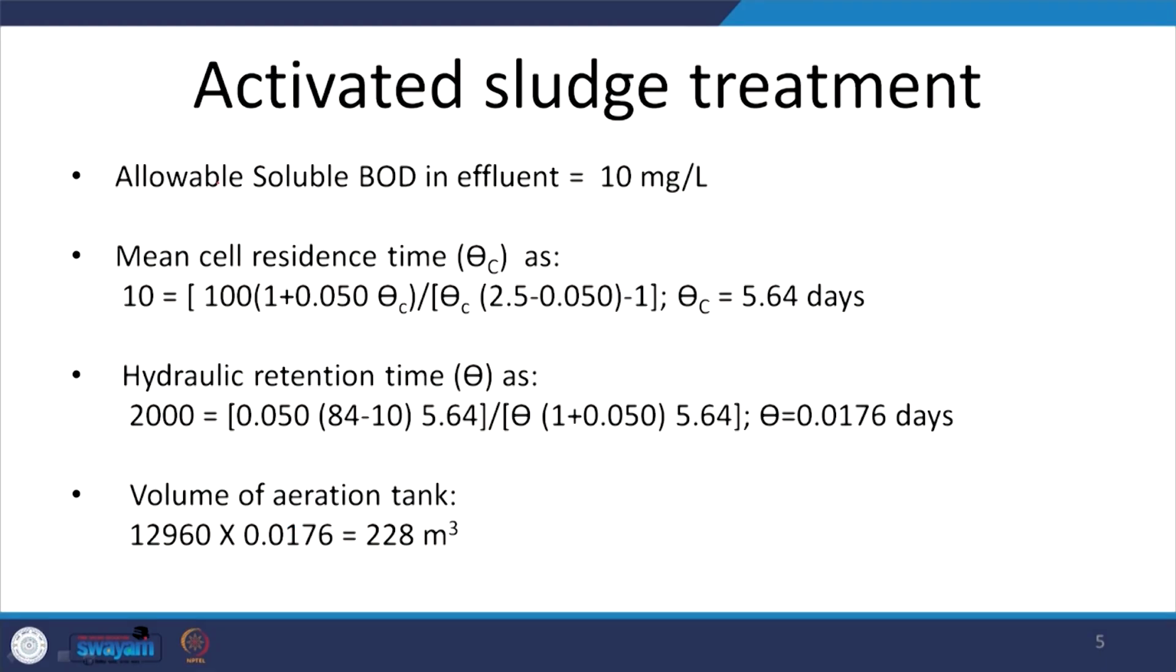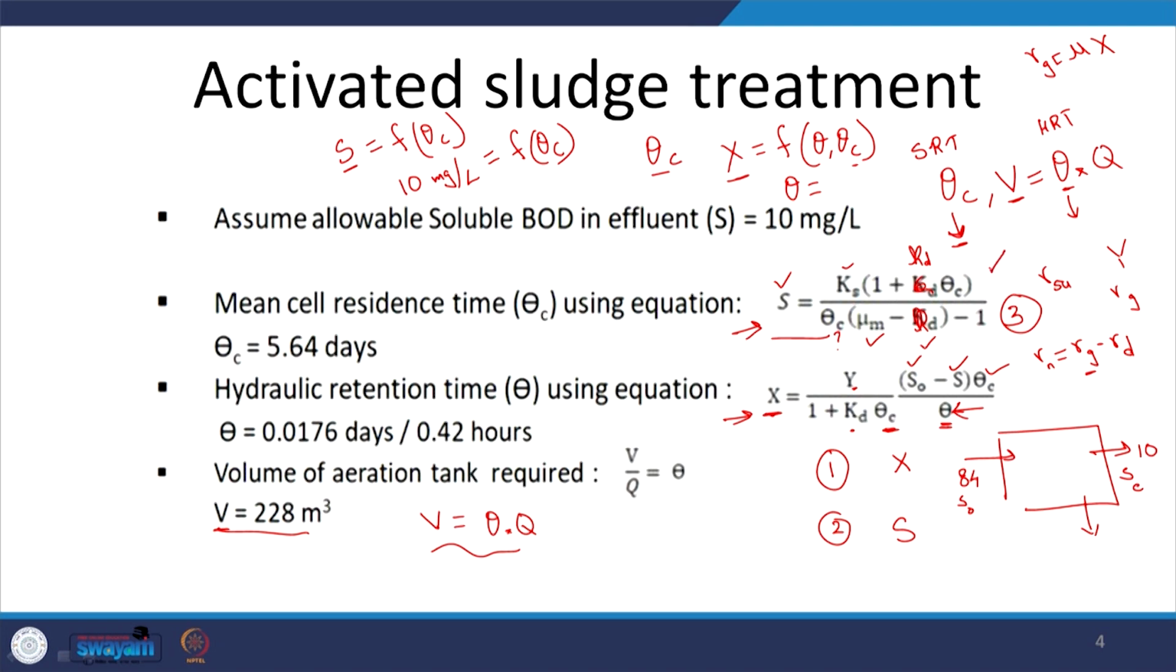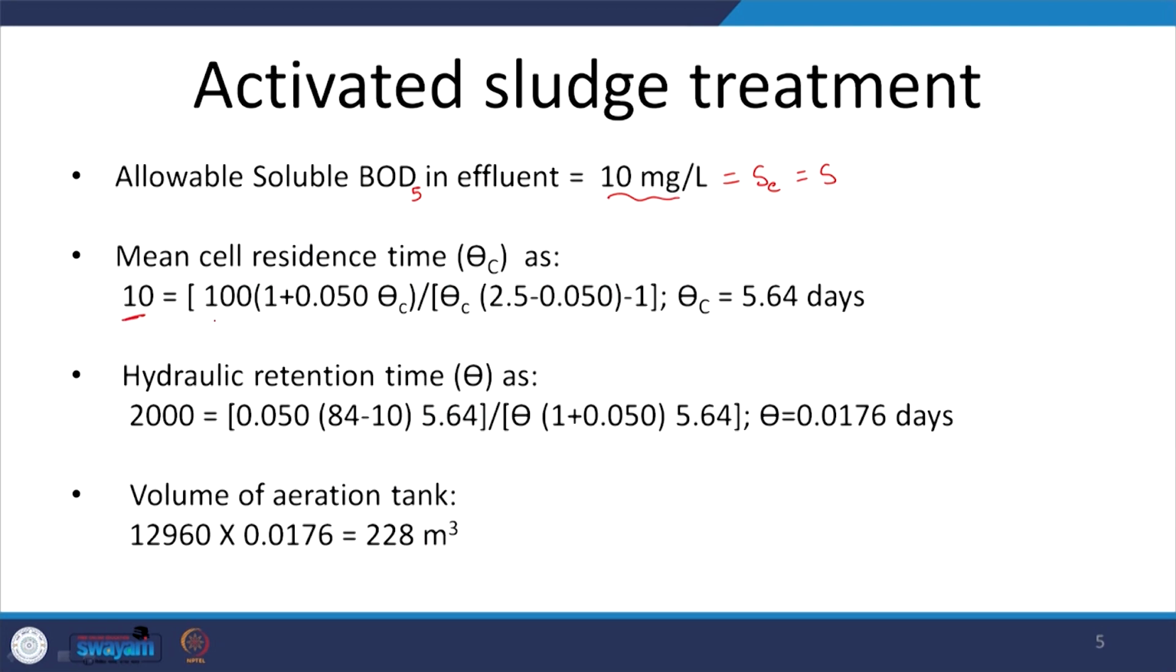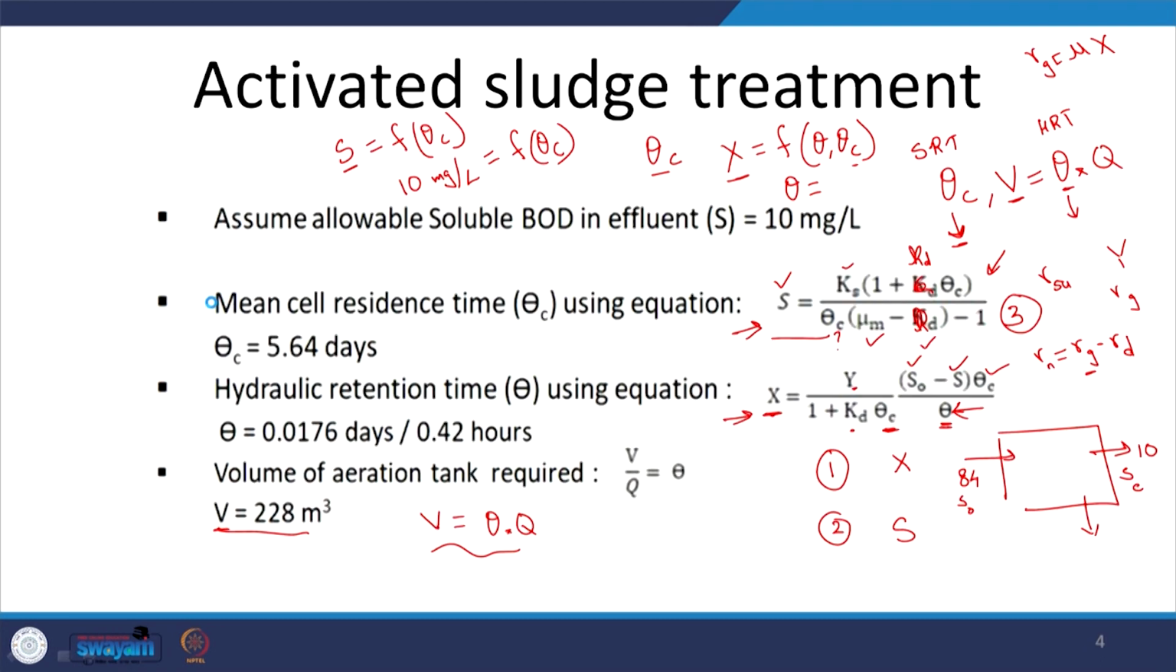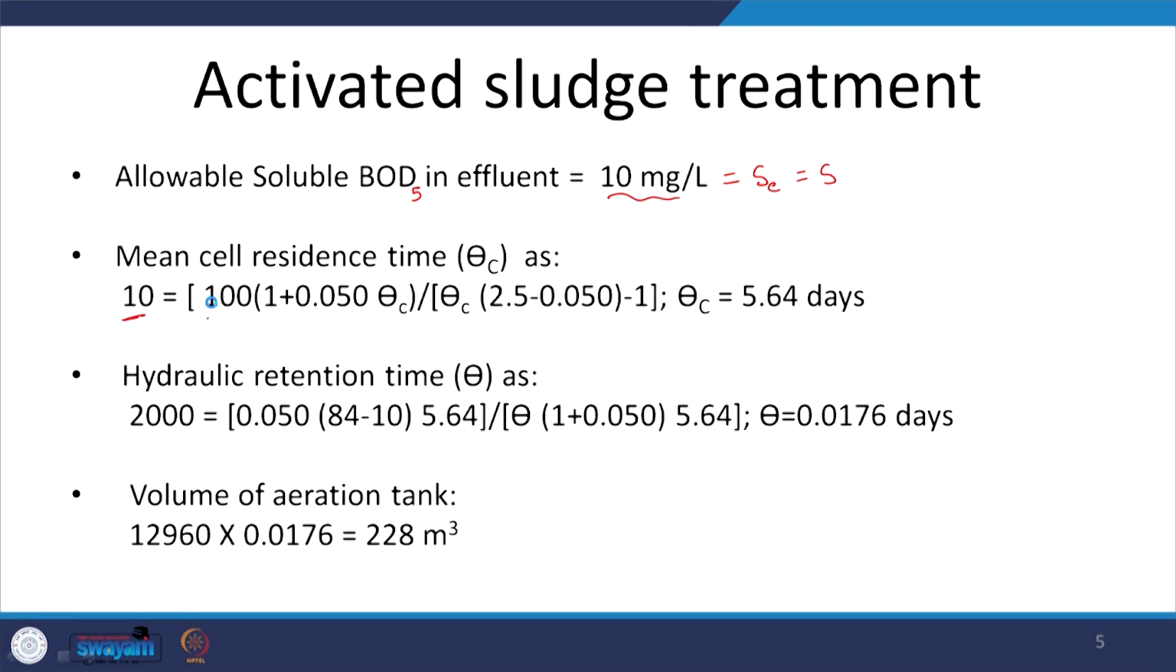So, what do we have? As I mentioned in this question, I wanted S effluent or S to be 10 milligram per liter, that is the acceptable BOD5 in the effluent, let us say. So, theta c, as I mentioned, we can get this from this equation, right. So, this is S, I guess, and what are the different variables, Ks and so on and so forth, and from that we get a cell residence time, as in the microbes are staying in the system for a time of 5.6 days.